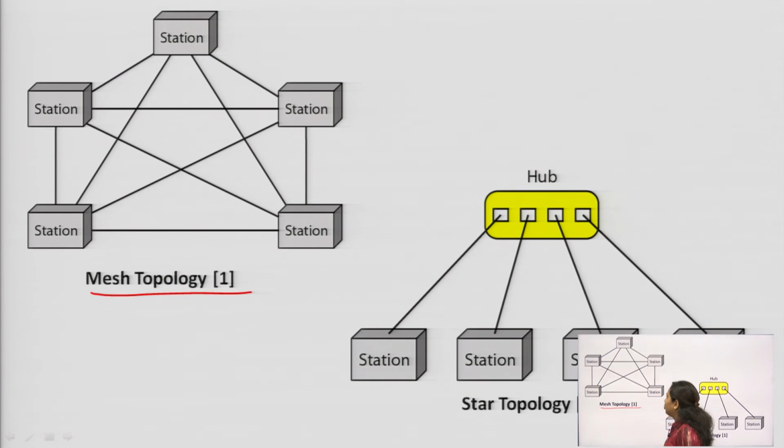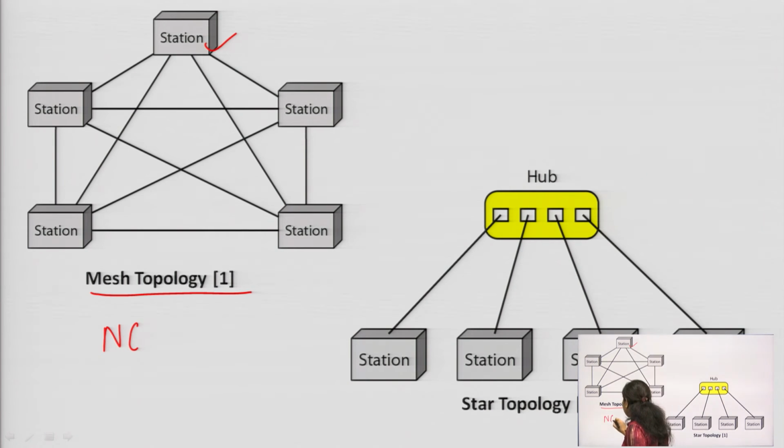What is mesh topology? As you can see, there are 5 different stations or 5 different nodes connected to form a network. Each node is connected to every other node directly. Means if this device wants to transmit the data to this device, it can directly transmit to this device. There is a formula associated with this mesh topology for the number of connections that have to be set up.